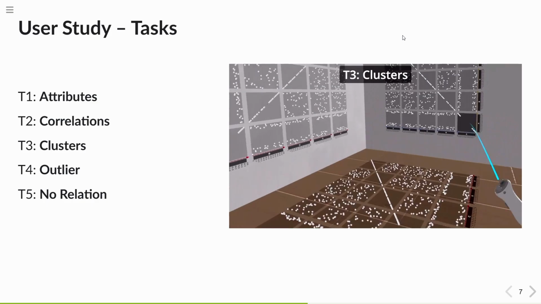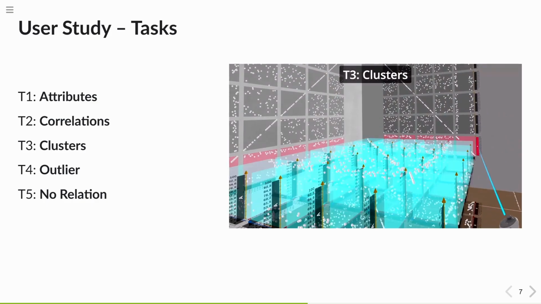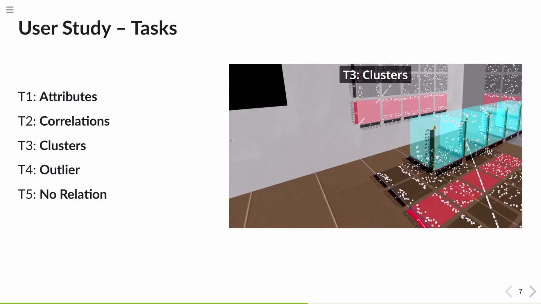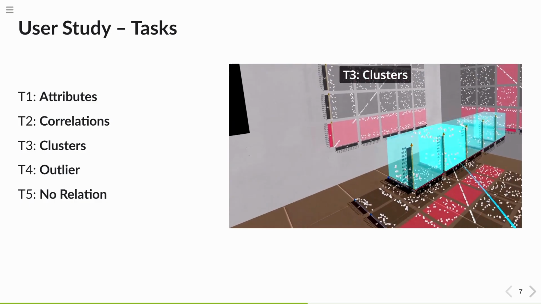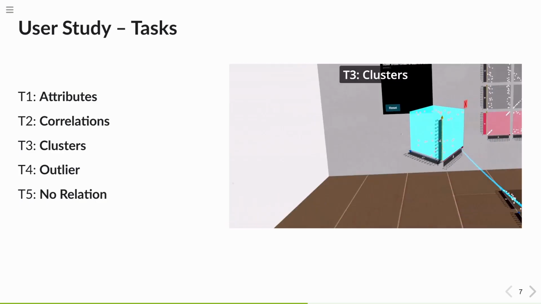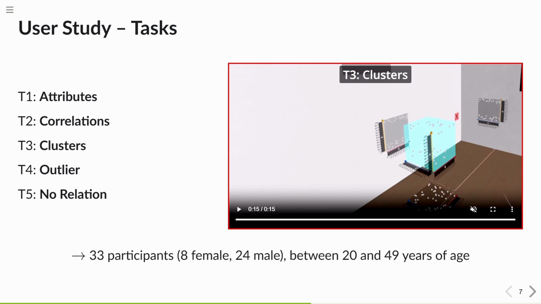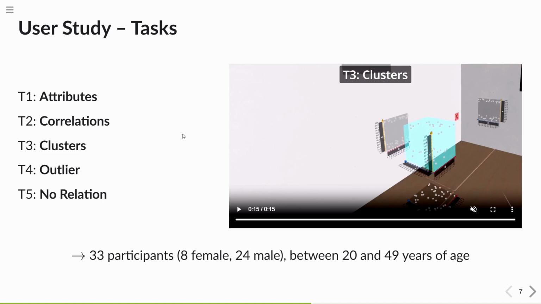Here we see an exemplary task to find a plot having 2 clusters. The user first identifies the attribute which causes the clusters, then filters out the respective 3D plots, and then grabs the 3D plot which contains the clusters. In total, 33 participants attended our user study. The aim was to answer 3 research questions we will go through in the following.